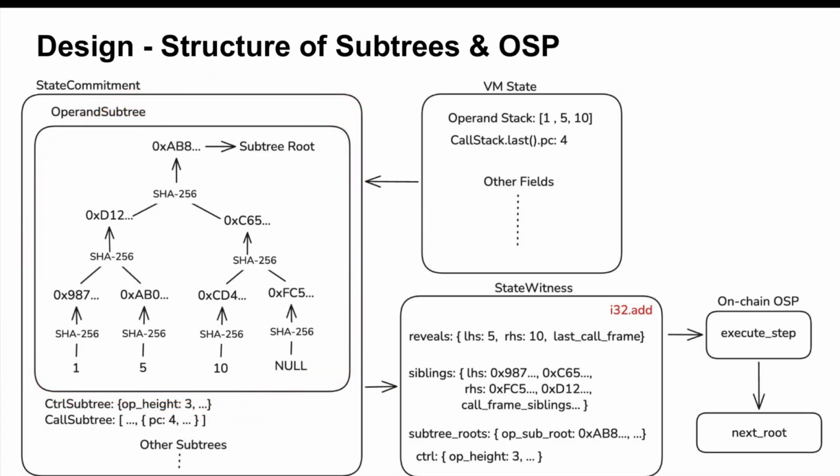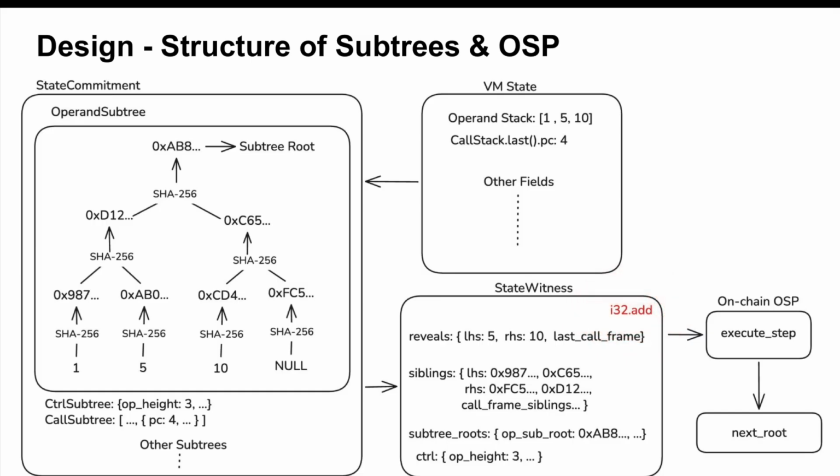So because we assume that the stack can grow at most 4 elements for the demonstration purposes. As we can see, 5 is here, 10 is here. They all created the leaves of this operand subtree. So when we generate the state witness from the state commitment, we know that the next operation is i32.add.